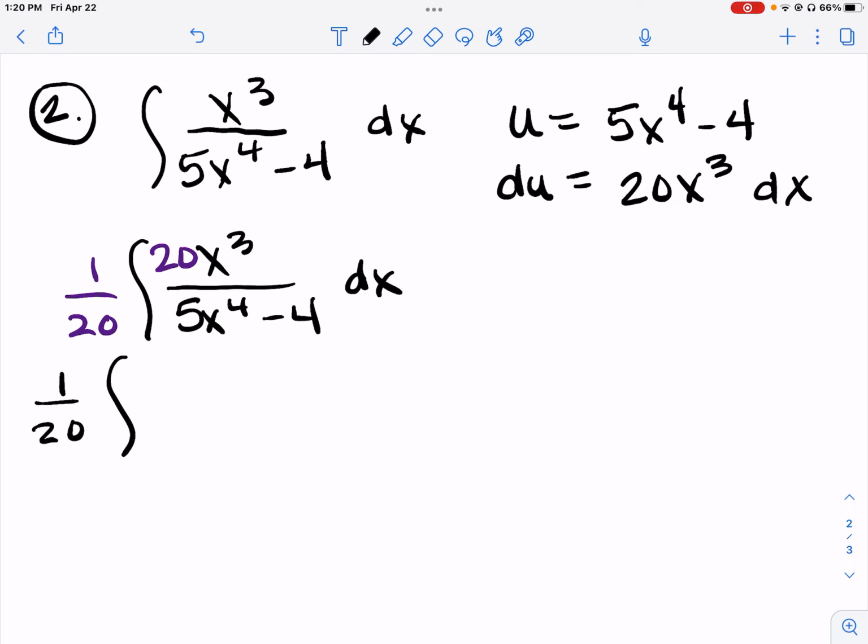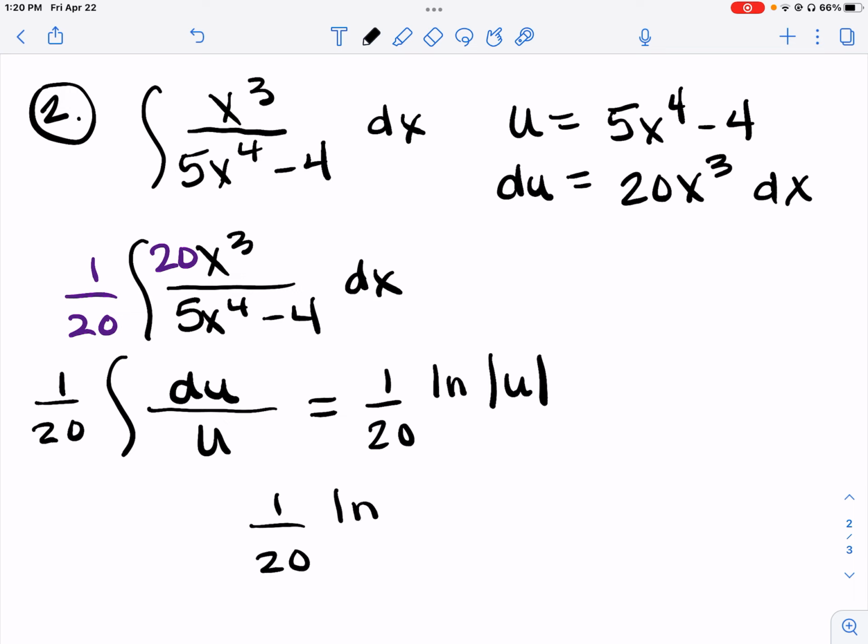20x cubed dx is du. And on bottom, that is u. So 1 over 20. The integral of du over u is ln of u. But we always put it back in terms of what u was in terms of x. Okay, it's always the absolute value when you have ln. When you integrate du over u, it's the ln of u.